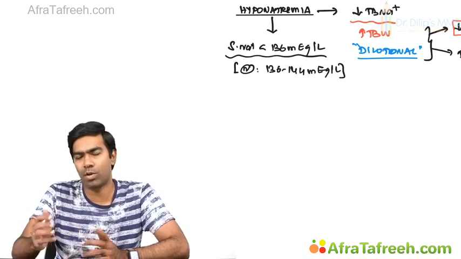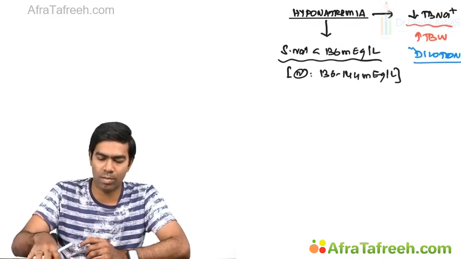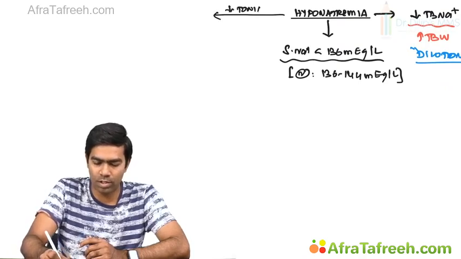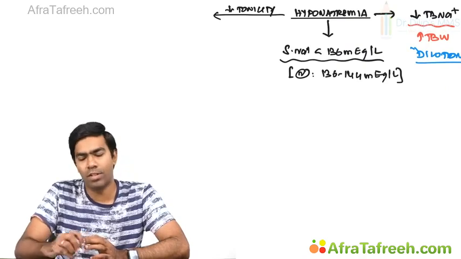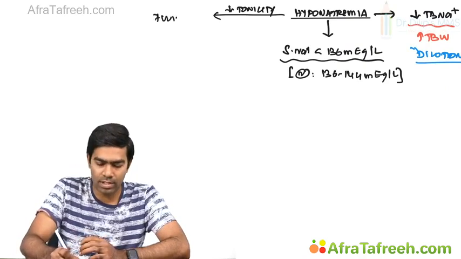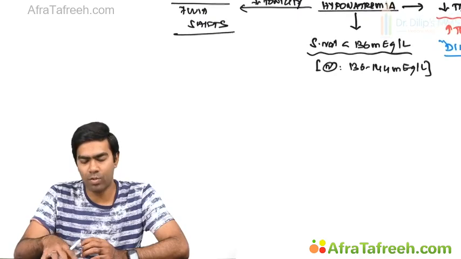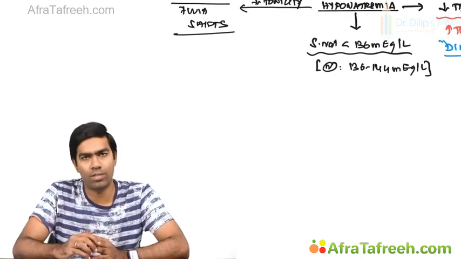So what is the problem in hyponatremia and why do we worry about it? Because hyponatremia reduces the tonicity of the ECF and the plasma. When you reduce the tonicity, it can result in fluid shifts. That's why we worry about this. Fluid shifts from where to where?